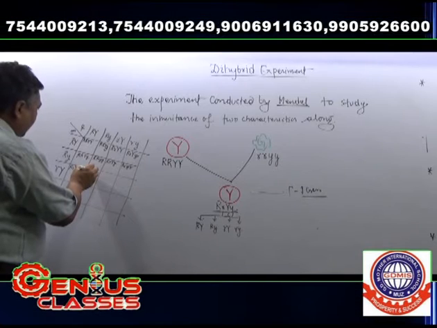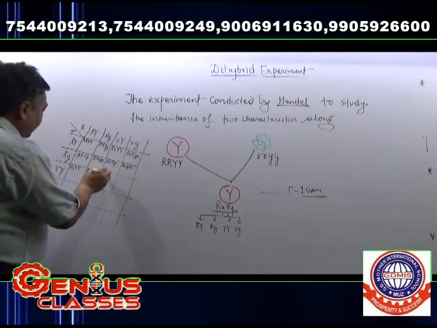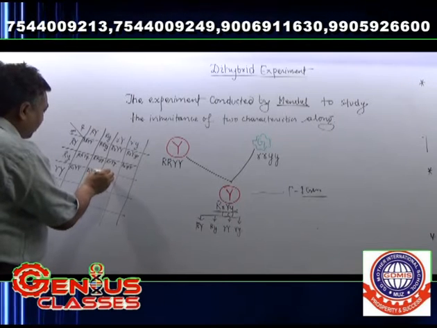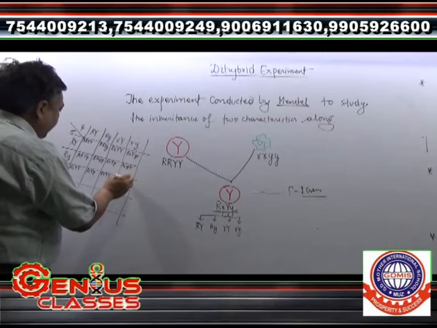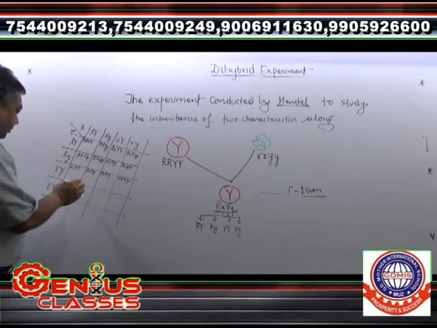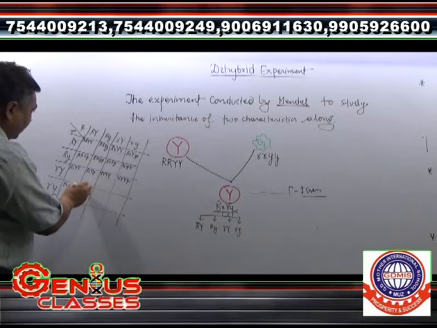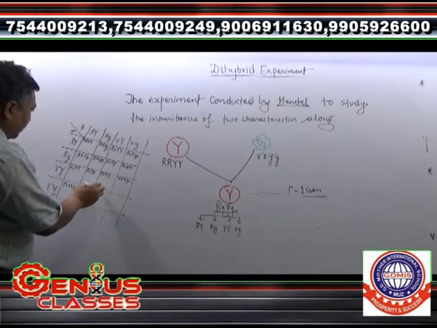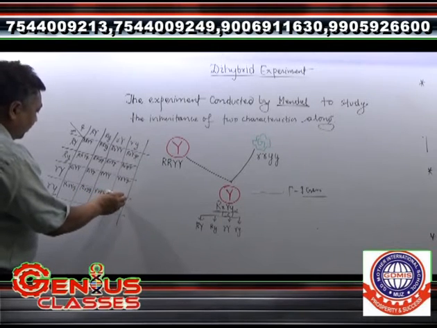Here R capital, R small, Y capital, Y small. Here R capital, R small, Y capital, Y capital. Here R small, R small, Y capital, Y small. Here R capital, R small, Y small, Y small. Here R small, R small, Y capital, Y small. Here R small, R small, Y small, Y small.